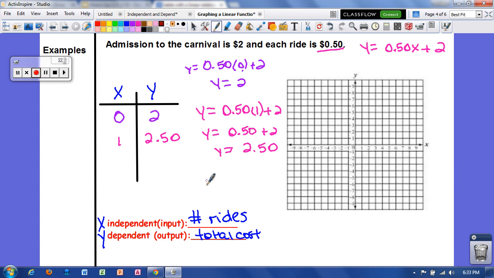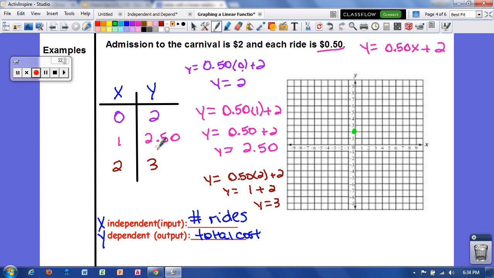Alright, let's say we use 2 for x and ride 2 rides. So y equals 0.50 times 2, and then we're going to add that 2. So y equals 1 plus 2, and y equals 3. Now we want to graph this. So our first point would be 0, 2. So I'm going to come over here at the origin. X is 0, so I do not move left or right, and then I move up 2. So there's our first point.